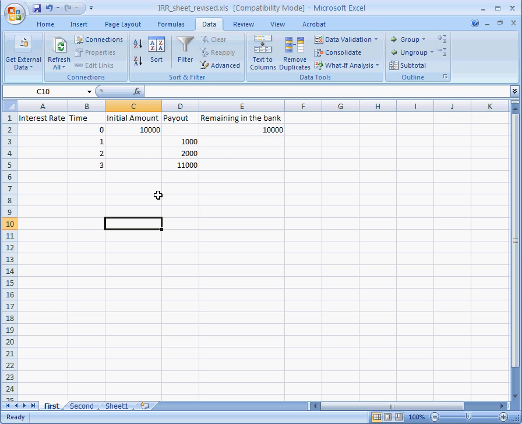Now I've put that information about the payments into the spreadsheet that you see here and typed in some column headings, including one titled Remaining in the Bank. The idea here is to think about the problem in this way. On the one hand, you have this guaranteed investment that deals in dollar terms. You get the $1,000 after a year, the $2,000 after 2, and the $11,000 after 3.